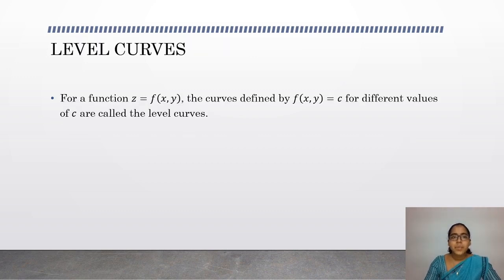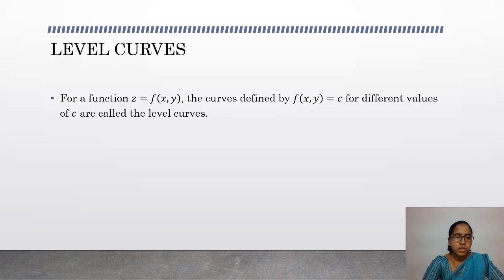Next we will discuss level curves. For a function z is equal to f of x y, the curves defined by f of x y equal to c, for different values of c, are called the level curves. That is, we are given a function of two variables z is equal to f of x y. The curve obtained by f of x y equal to c, for any value that we give, is called the level curve of the particular function.